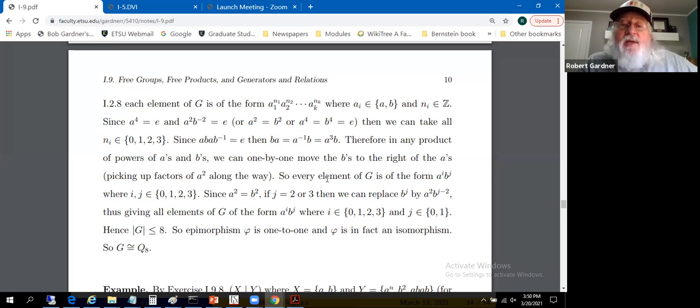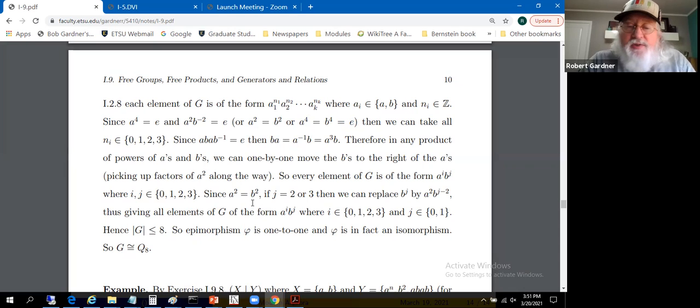Anyhow, that means every element of G is of the form A to the I, B to the J. Get the A's on the left, the B's on the right. Some power of A, some power of B. We've already observed those exponents may as well be 0, 1, 2, and 3 because A to the 4th is the identity and so is B to the 4th. That information alone would tell us then group G has at most 16 elements, but we're not quite done. We want it to have 8, so we need to make somewhat more of an argument.